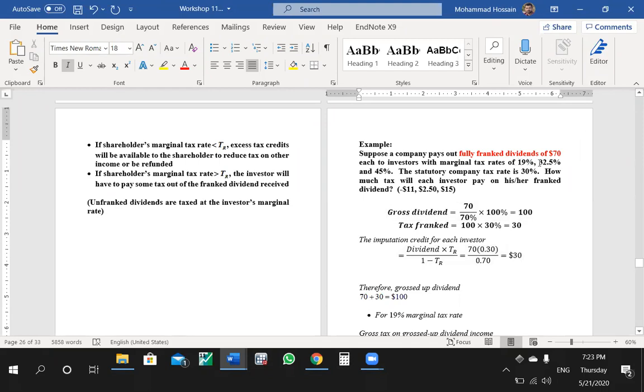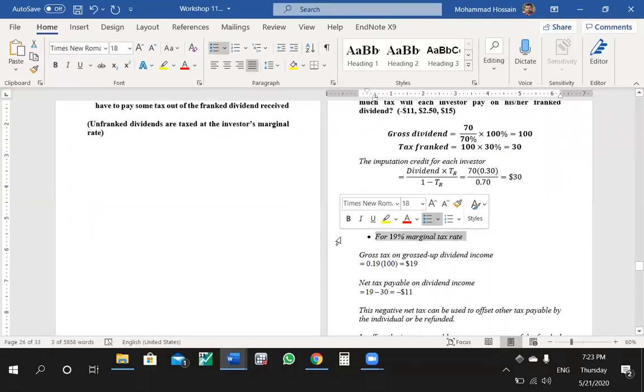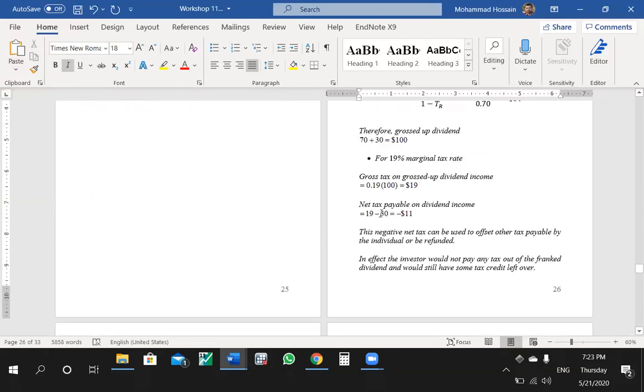For the second investor, his tax bracket is 32.5%. Since $100 is the gross, the dividend tax will be calculated on the gross dividend. Then they will check how much tax has been franked or paid by the company, and then they will calculate the rest of the amount. For the first person, you see 19% marginal tax rate. So his tax will be $19, but the company already paid $30 tax, so he'll be receiving $11.